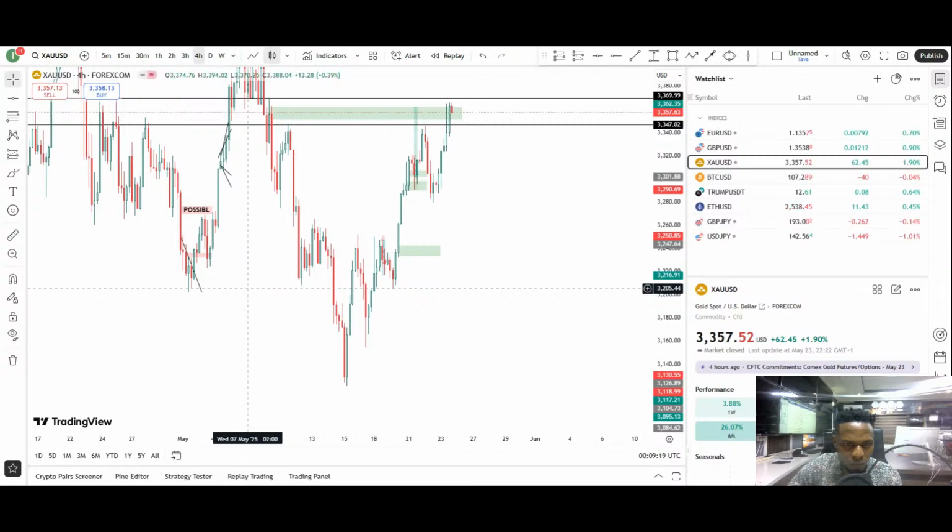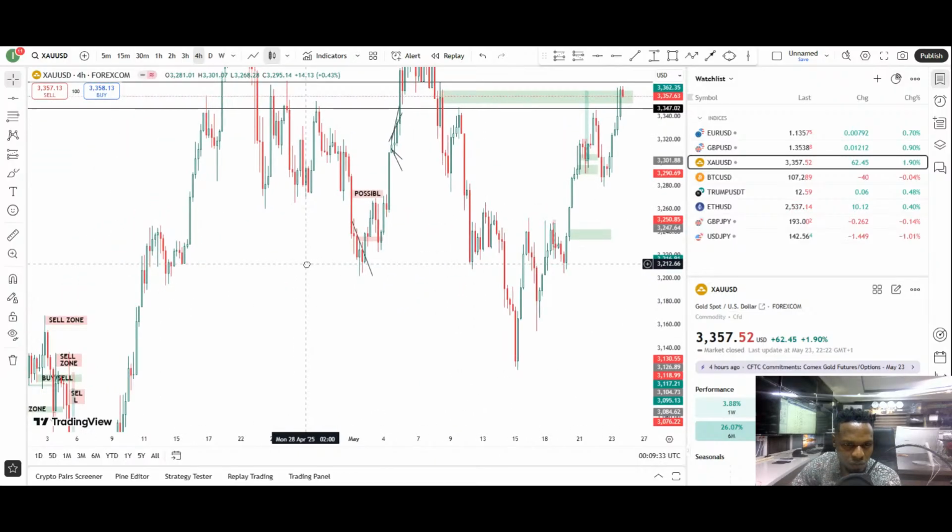See this zone now. This is one, this is two. Now price got there and moves, right? Significant. Just ensure it's a price where there is significant movement.